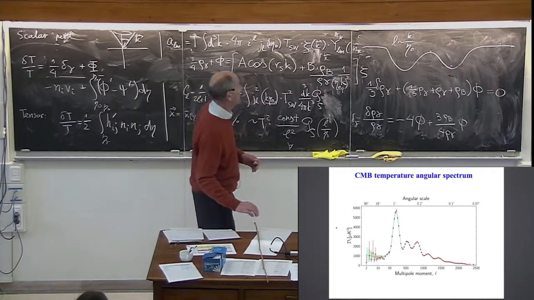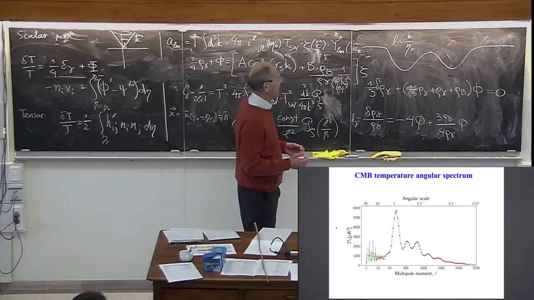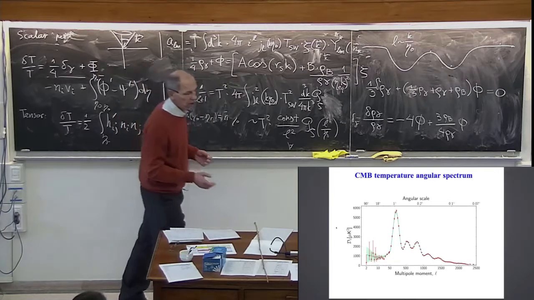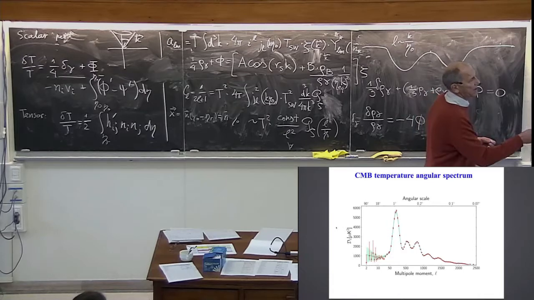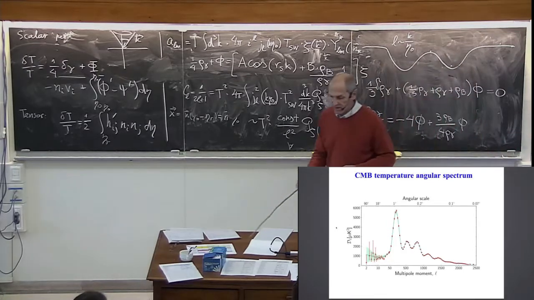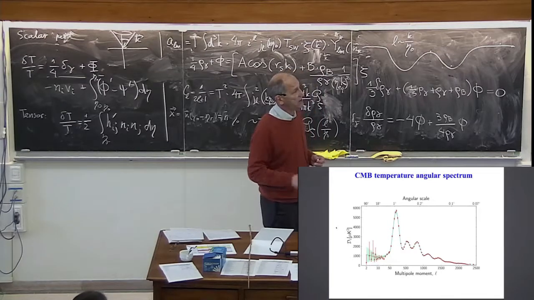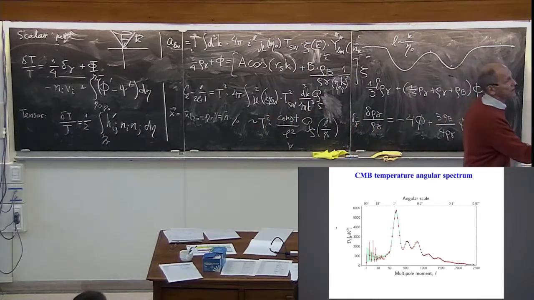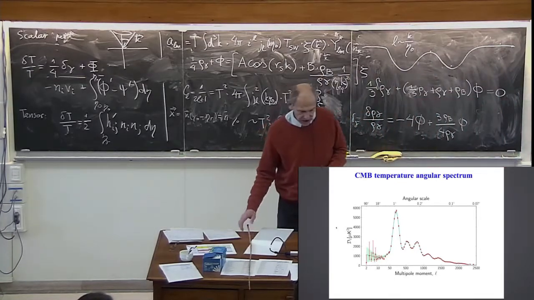So that's basically the explanation of what we see in this figure. Okay? You can qualitatively understand what's going on. Here we have flat, due to the fact that my modes are outside the horizon yet. Here I have oscillating acoustic waves, and these oscillating acoustic waves produce acoustic peaks in the temperature anisotropy.